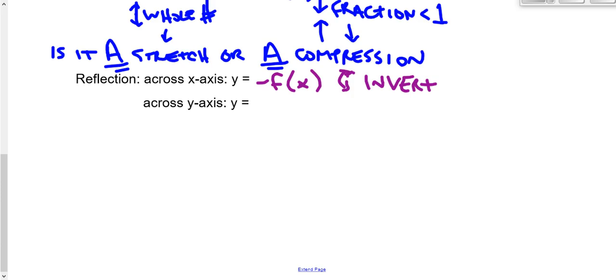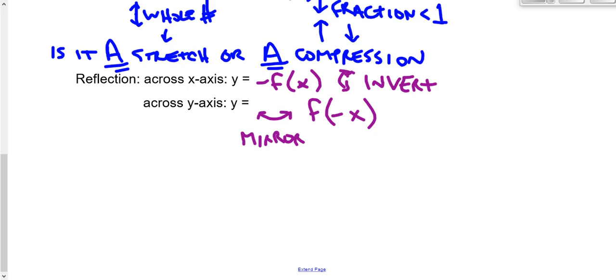The other type of reflection is across the y-axis. This is a side to side. So whatever was on the left will go to the right. Whatever was on the right will go to the left. And in order to show that in general form, y equals f of -x. So whatever those x values are going to change sign. And of course, negative x's are on the other side of the y-axis from positive x's. So it's going to shift everything from left to right. It's going to mirror image. So where a negative f of x is going to invert, f of -x is going to give us a side-to-side mirror image, okay?